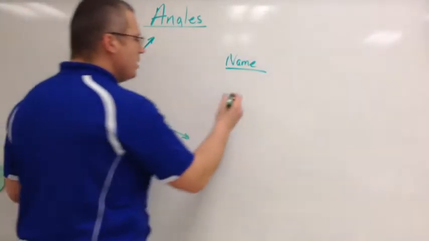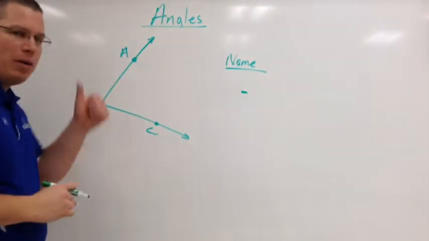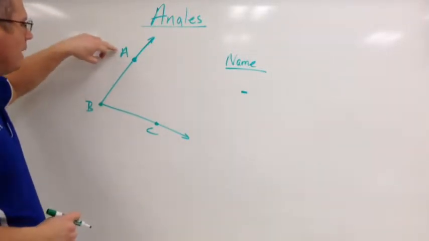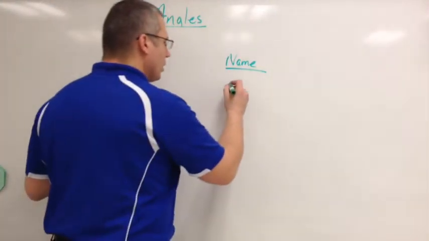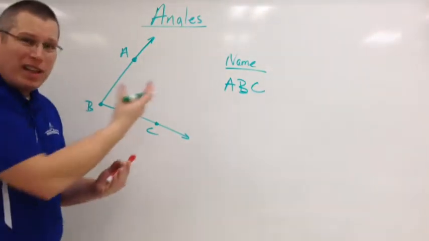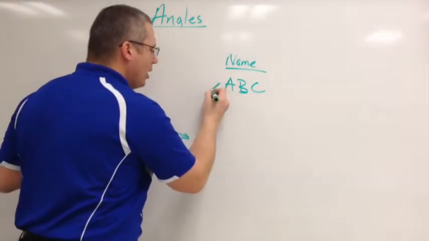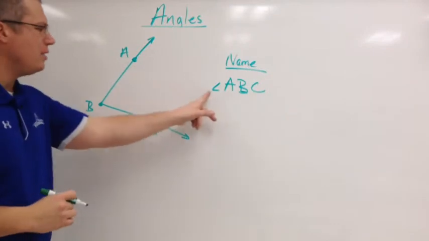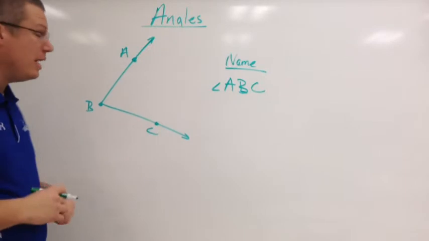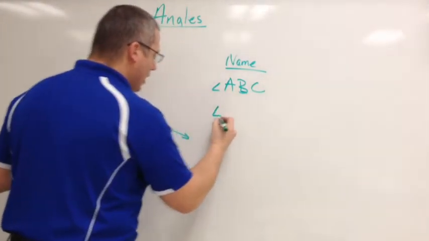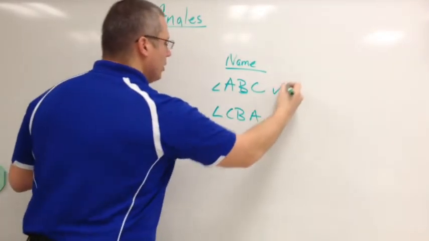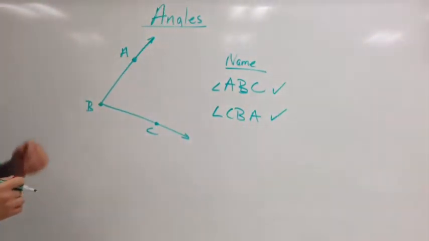The vertex is always in the middle. So I pick one ray, the vertex, and another ray. So I'm going to say angle ABC. B is my vertex. How do I show that it's an angle? I put a little acute angle symbol in front. This is angle ABC. Like lines, I can reverse the naming of it. This also could be called angle CBA. So 2 different ways to name this angle.